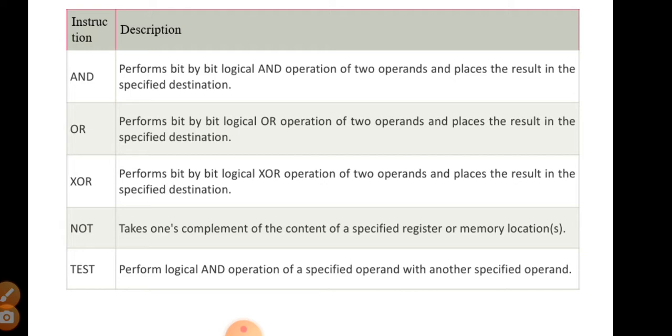Now, another instruction is the test instruction. It performs the logical AND operation of a specified operand with another specified operand. Logical AND means both the conditions are true or not. It checks or tests the condition. Okay, so these are the instructions which come under the logical instruction category.